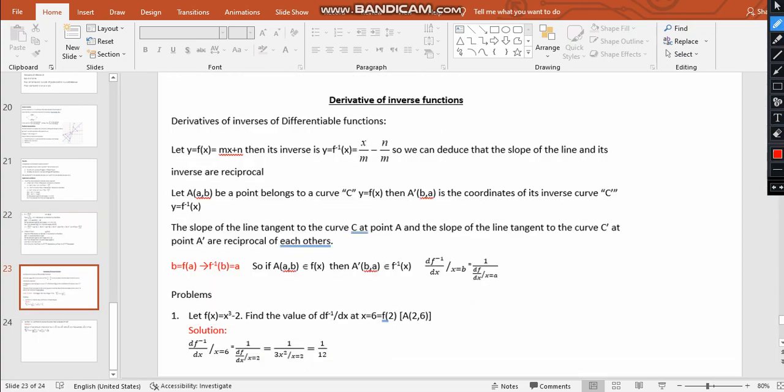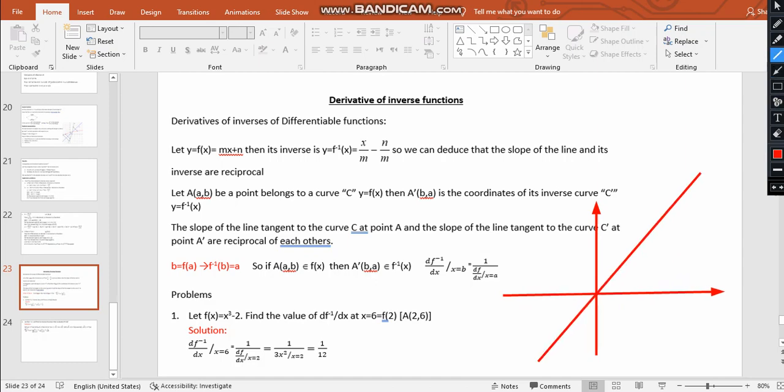Now, derivative of the inverse function. Suppose you have this is the y, this is the x-axis, this is the y equal to x. Here you have a function f of x, and you have a point A here whose components are small a, small b.